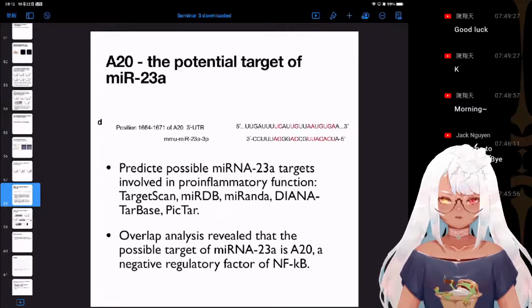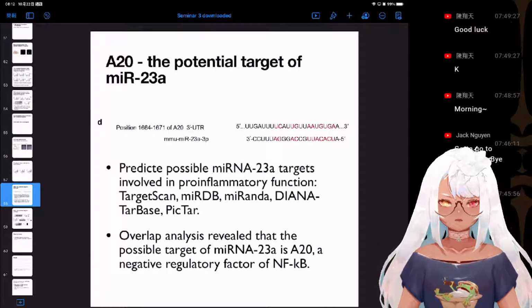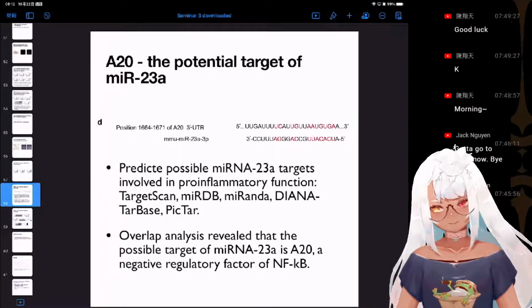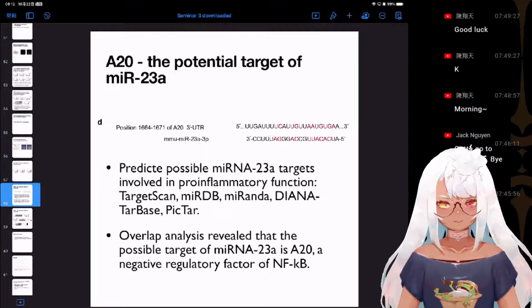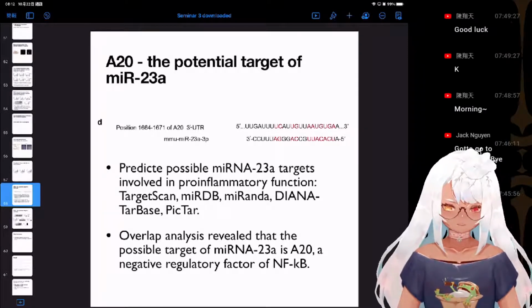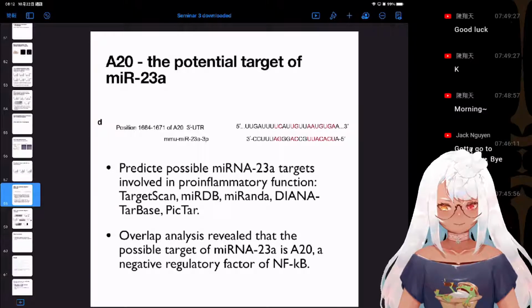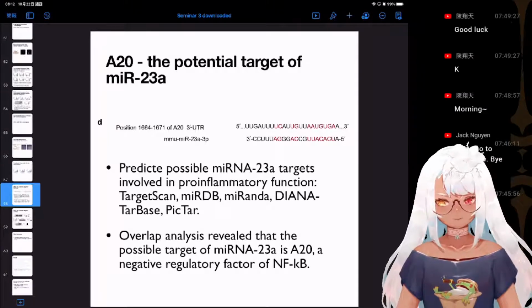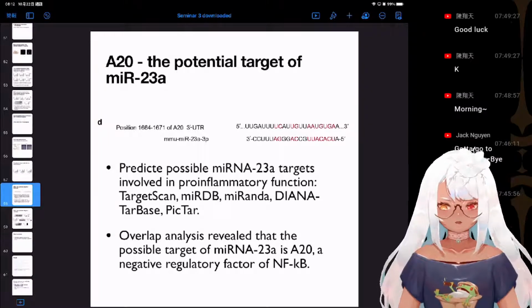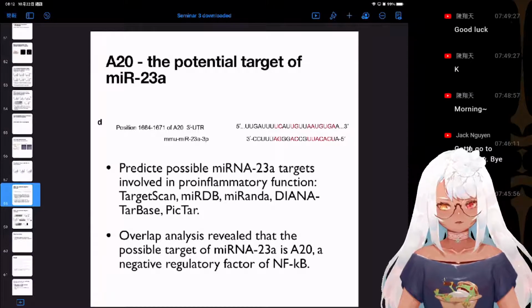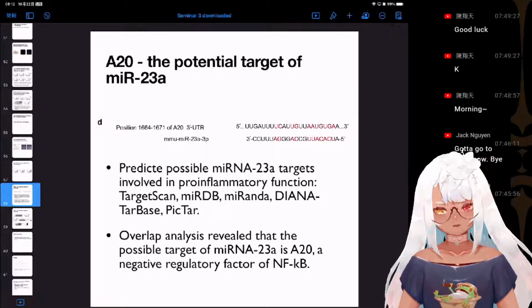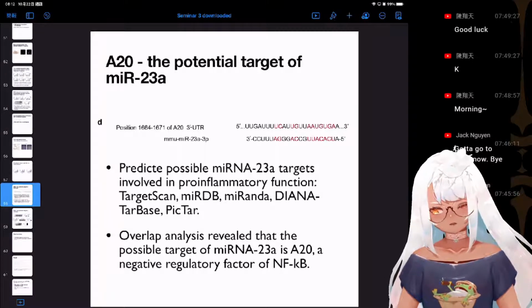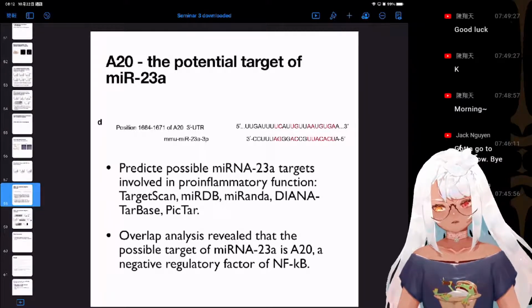The next thing the author wants to ask is what is the potential target of mitochondria in this manner. So they use computational methods to predict this target. They use TargetScan, miRDB, Miranda, DIANA, TarBase, and Victor. Overlap analysis revealed that the potential target is A20. It is a negative regulator of NF-kappa B.